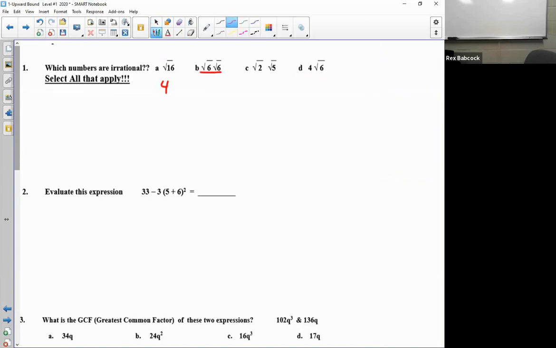Square root of 6 times square root of 6 is square root of 36, or 6. That's not irrational. Square root of 2 times the square root of 5 is square root of 10. Oh, that's irrational. So C is an answer. 4 square root of 6, that's also irrational. I cannot write those as a fraction. 4 is 4 over 1, and 6 is 6 over 1. So they qualify as rational numbers. Questions there? Remember, if you have a question, please unmute yourself and speak up. Questions on 1.